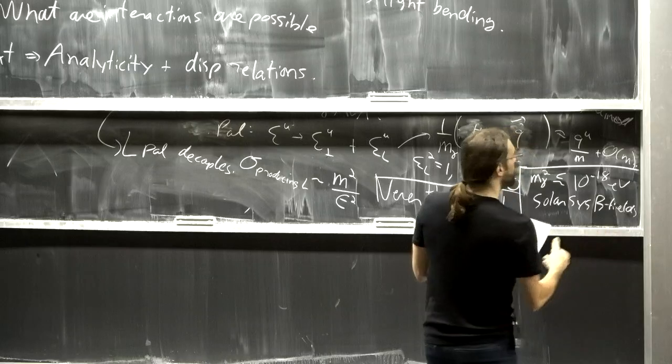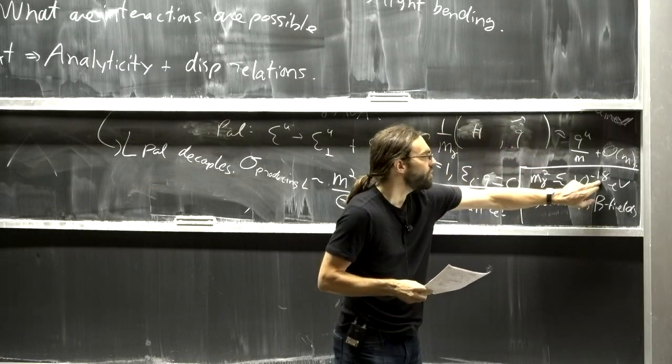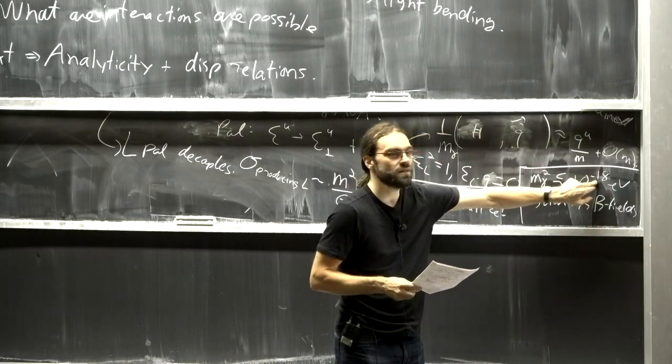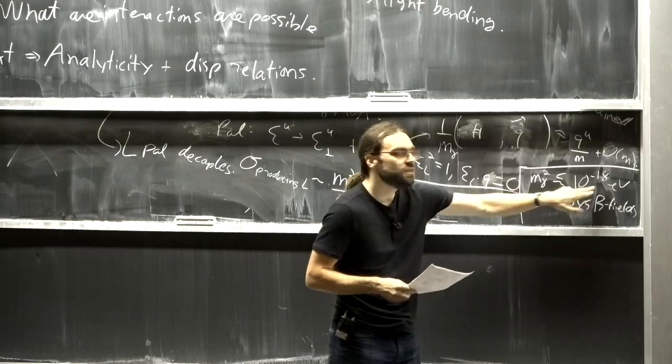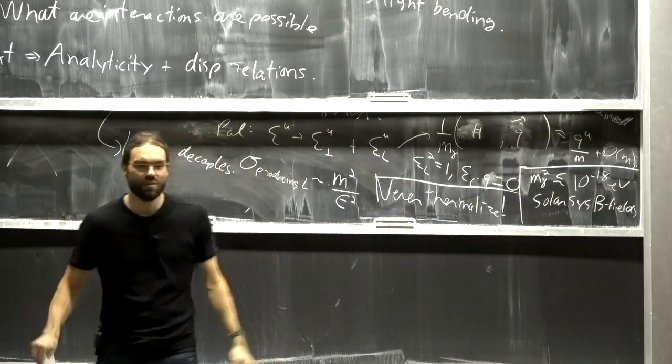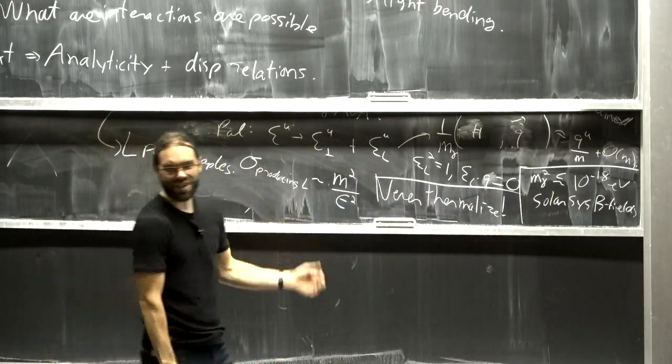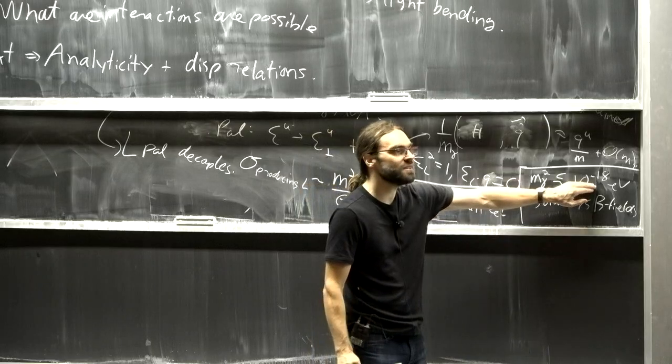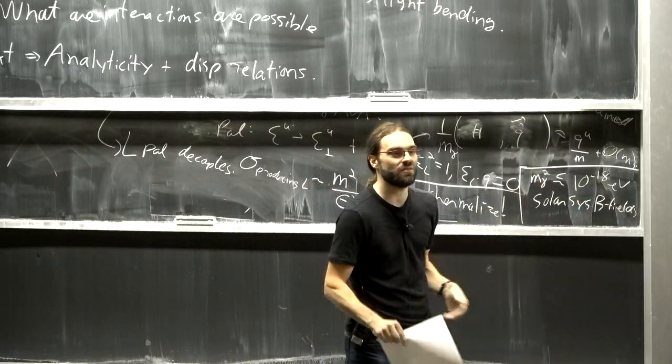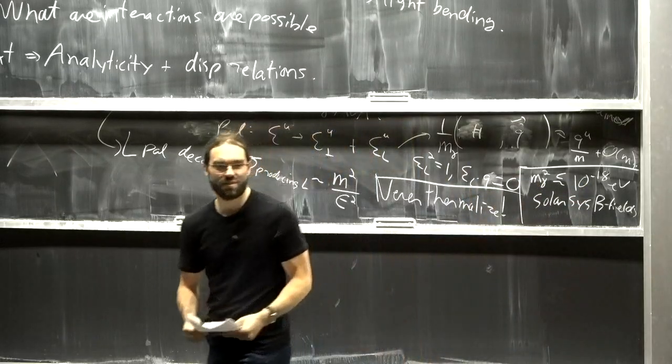Okay, this number here is easy to understand. The Compton wavelength of a particle with this mass, 10^-18 eV, is about the distance to the sun. So if the photon had a mass comparable to that, it would mess up the magnetic field we get from the sun. Okay, it's a very basic constraint.